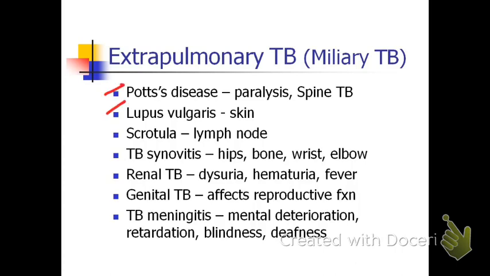Then, lupus vulgaris would affect the skin. Scrofula will affect the lymph node. TB synovitis could be another example of skeletal tuberculosis, which affects the hips, bone, wrist, elbow, or where the joints are. Then, renal tuberculosis affects, of course, the kidneys, characterized by dysuria, hematuria, or the presence of RBC in the urine, and of course, fever. Then, genital tuberculosis may affect your reproductive function. And then, TB meningitis will result in mental deterioration, retardation, blindness, and deafness.